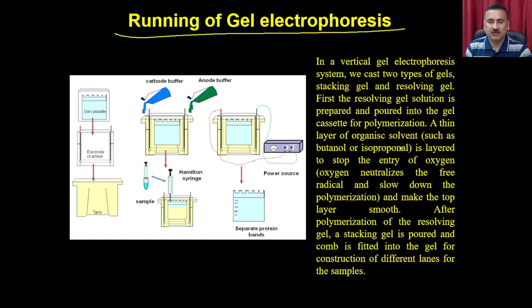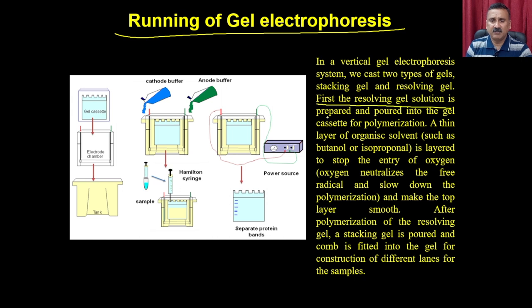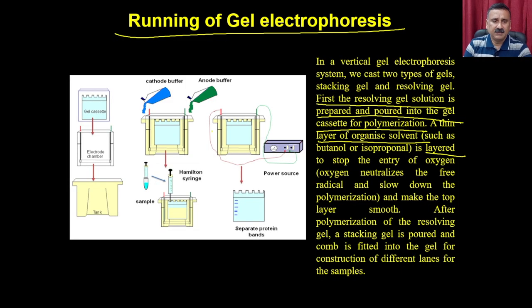So, in gel electrophoresis, you are going to have two different types of gels: the resolving gel and the stacking gel. The purpose of both gels is very different. The stacking gel is required for the stacking of the sample, whereas the resolving gel is required for the separation of the molecules. First the resolving gel is prepared and poured into the gel cassette for polymerization, and a thin layer of organic solvent is layered, and then you pour the stacking gel. There is a recipe available through which you can prepare the solutions for the resolving and stacking gels, and these are the different components required for running the electrophoresis system.